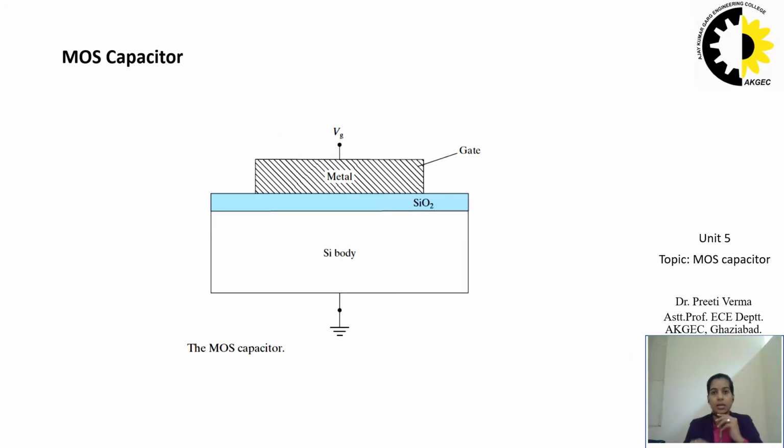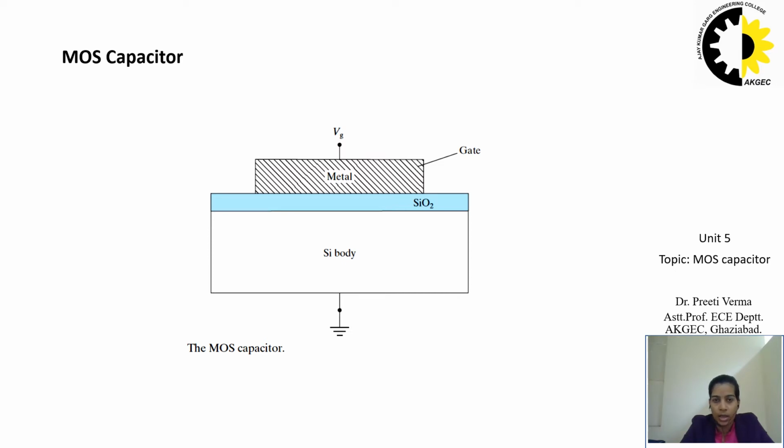MOS is an acronym for metal oxide semiconductor, which has a layer of metal, another layer of oxide, and a third layer of semiconductor. A MOS capacitor is made up of a semiconductor body or substrate, an insulator film such as SiO2, and a metal electrode called the gate. The oxide film can be as thin as 1.5 nanometers. 1 nanometer is equal to 10 angstroms, or the size of a few oxide molecules.